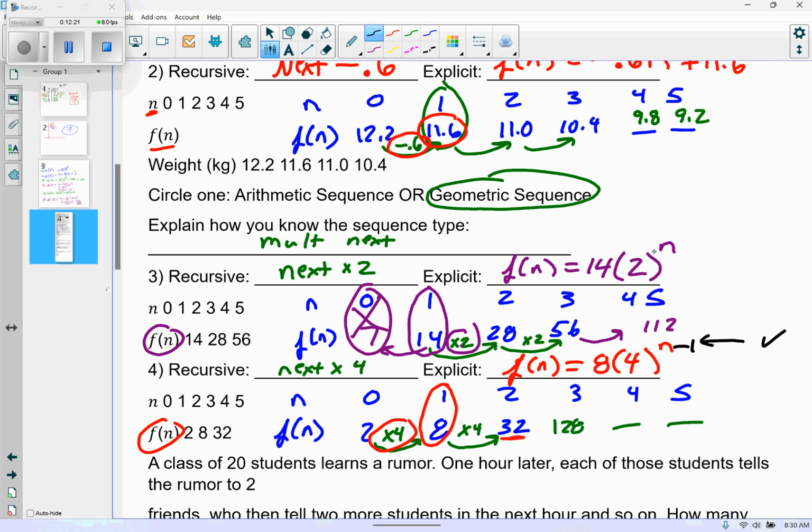Oh, you know what I have to do? I need this n to become a 0 because of my first term. So if I make that n minus 1, if I plug this 1 in, 1 minus 1 is 0, 2 to the 0 is 1, 1 times 14 is 14. So you've got to double check on both of those. I made a mistake. Sorry about that. But it's always good to double check your work. Now let's go to the back side.